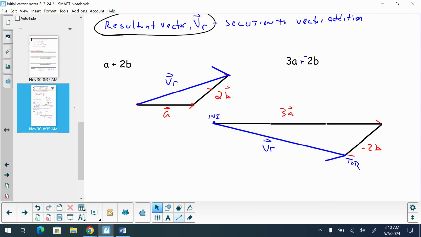If you have a different color ink pen or whatever that you can utilize for your resultant, sometimes people will utilize that. If you don't, it's not mandatory. But if you want to get fancy schmancy.